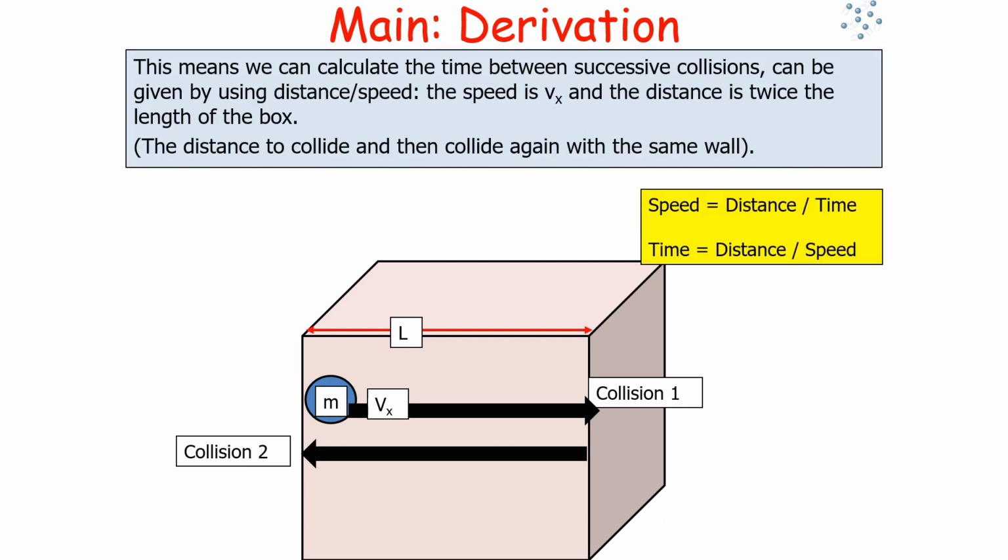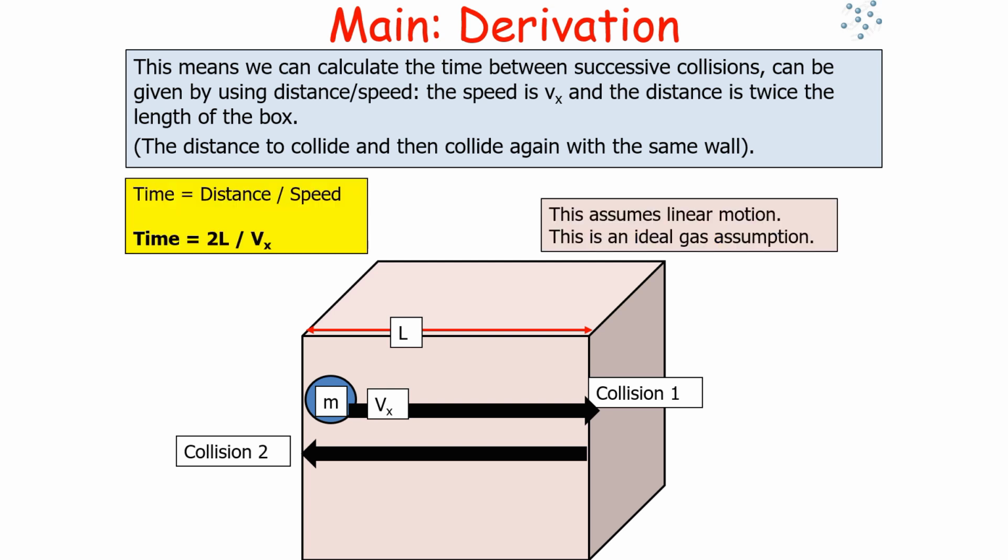So this means we can calculate the time between successive collisions by using the equation distance over speed. We know that speed is vx and the distance is twice the length of the box because it's gone from one side of the box to the other side, collided with the wall and gone back to where it originally started. So time is distance over speed, so the distance is 2L, twice the length of the container that the particle is in, divided by its speed, vx. Now remember, our assumption here is that it's carrying out linear straight line motion, which is an ideal gas assumption.